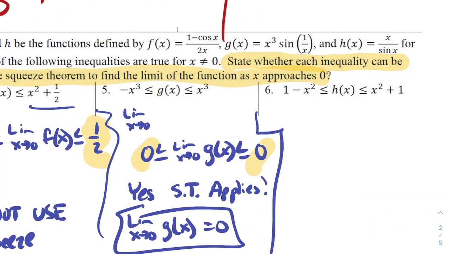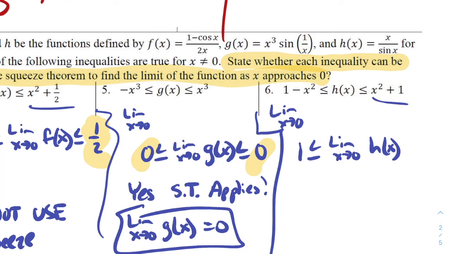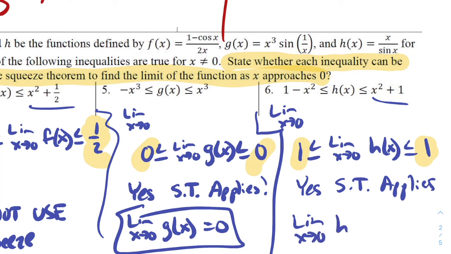Last one, the limit as x approaches 0 of 1 minus x squared. That's 1 minus 0, which is 1. So that's less than or equal to the limit as x approaches 0 of whatever h of x is. And then if we substitute 0 in for x squared plus 1, we get 0 plus 1, which is 1. Again, since both of these are the same, the squeeze theorem applies. And we know that the limit as x approaches 0 of h of x is equal to 1.